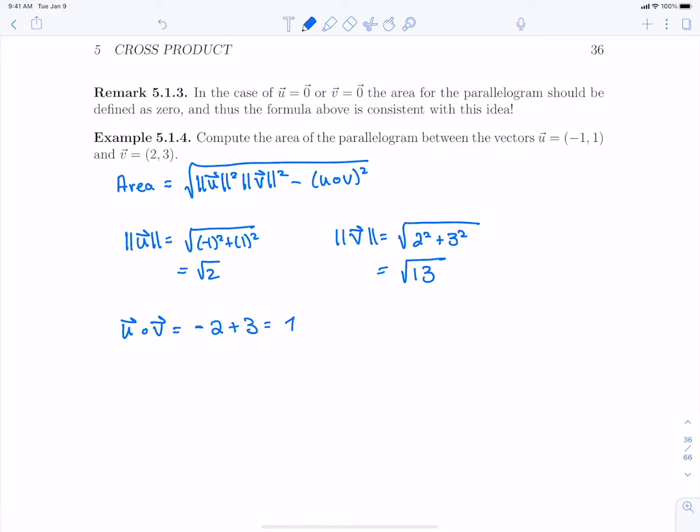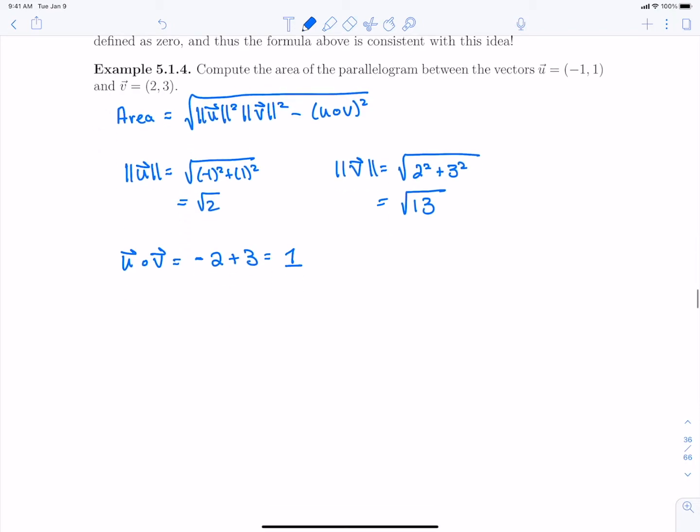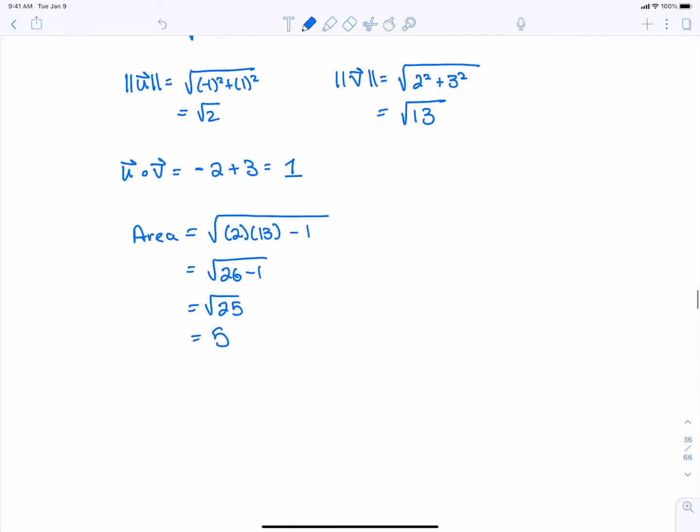So now if I put these all together for my area, I'll have the square root of 2 times 13 minus 1, which is the square root of 26 minus 1, the square root of 25, which is equal to 5. And I would say then that the area is 5 square units.